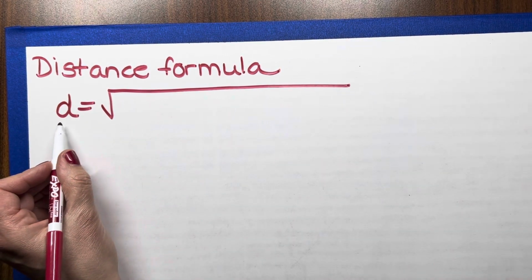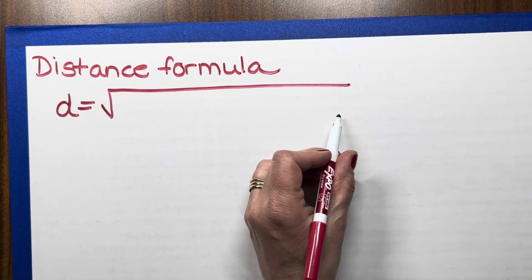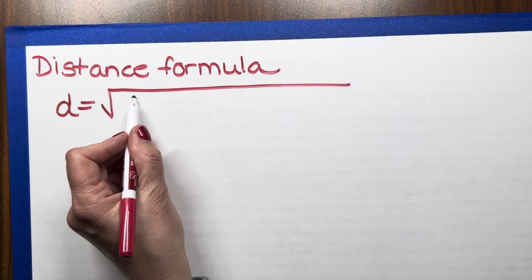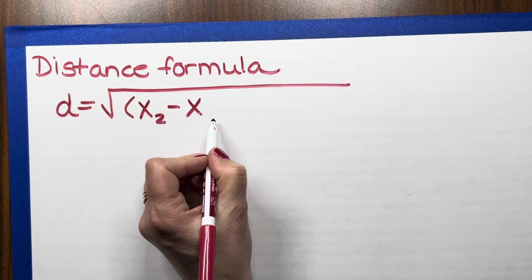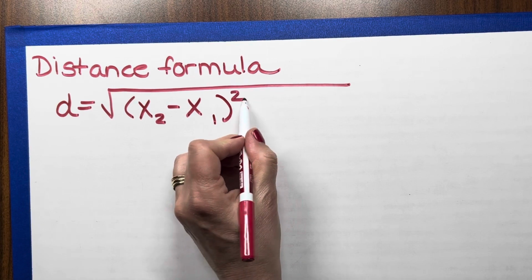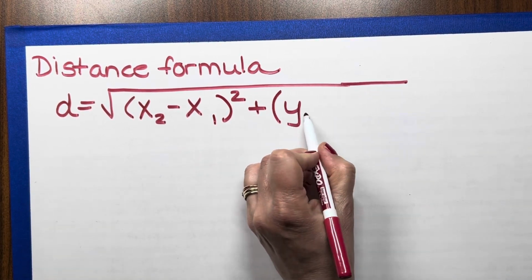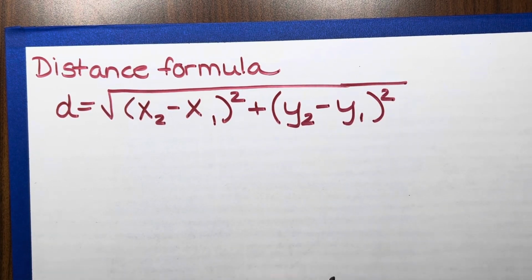So we use a lowercase d to represent the distance. And then the rest of our formula on the other side of the equation is a very large square root. And underneath the square root, we have in one set of parentheses, x sub 2 minus x sub 1 squared, plus in another set of parentheses, y sub 2 minus y sub 1 squared.